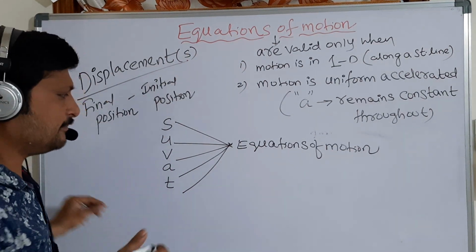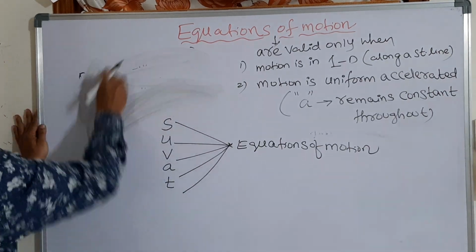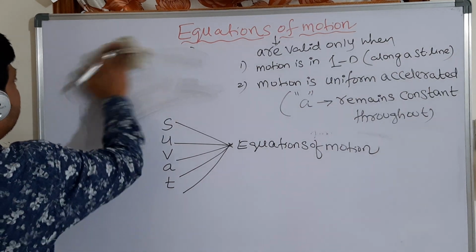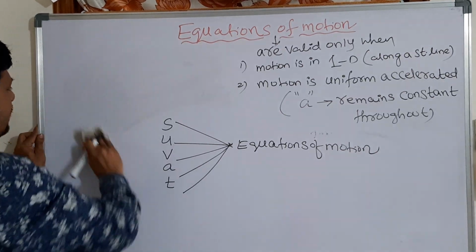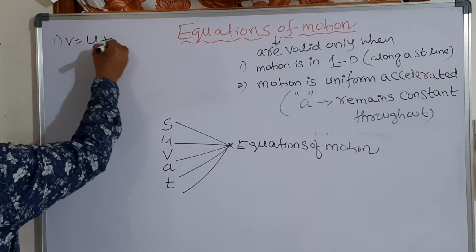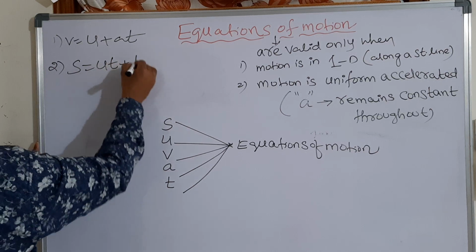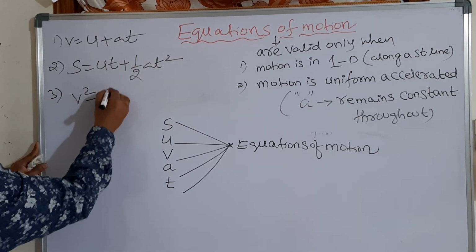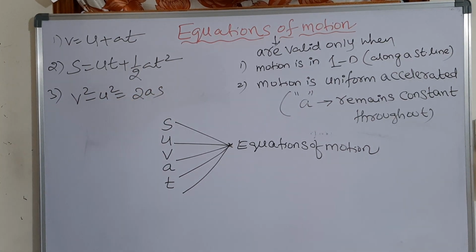Next, we already know how many equations of motion there are. Yes, there are three equations of motion. What are they? First one, v is equal to u plus at. Second one, s is equal to ut plus half at square. Third one, v square minus u square equal to 2as.